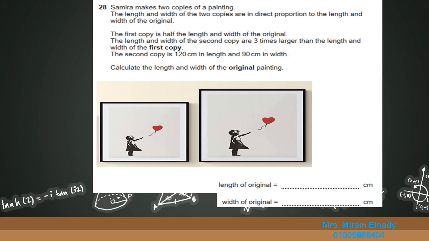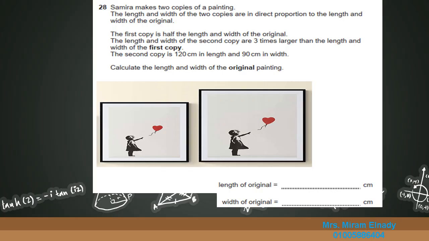We have here Samira makes 2 copies of a painting. The length and width of the 2 copies are in direct proportion. So the first copy is half the length and the width of the original. The length and the width of the second copy are 3 times larger than the length and the width of the first copy.